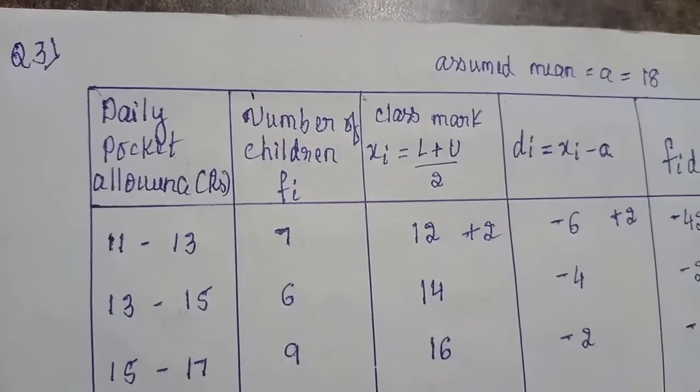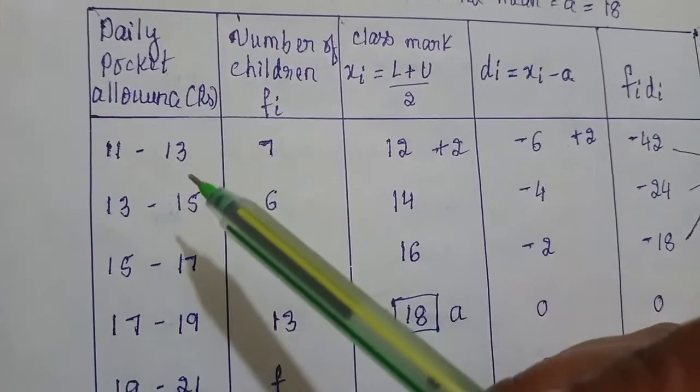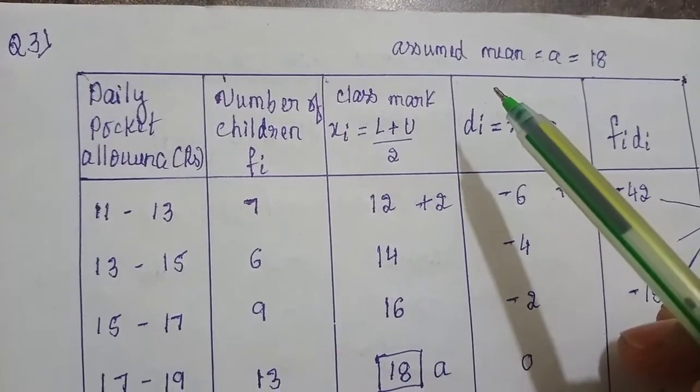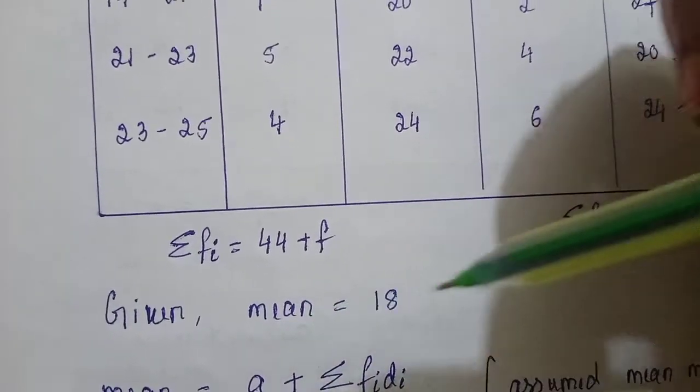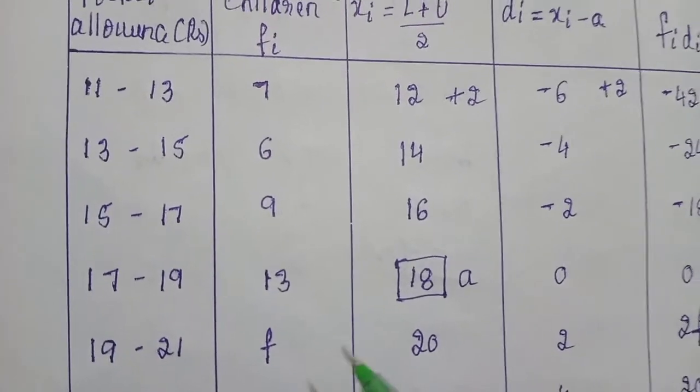Now let me start the question. The two columns show the given daily pocket allowance and the number of children. It is already given in the question that the mean is 18. Now we should find the unknown frequency, that is f.